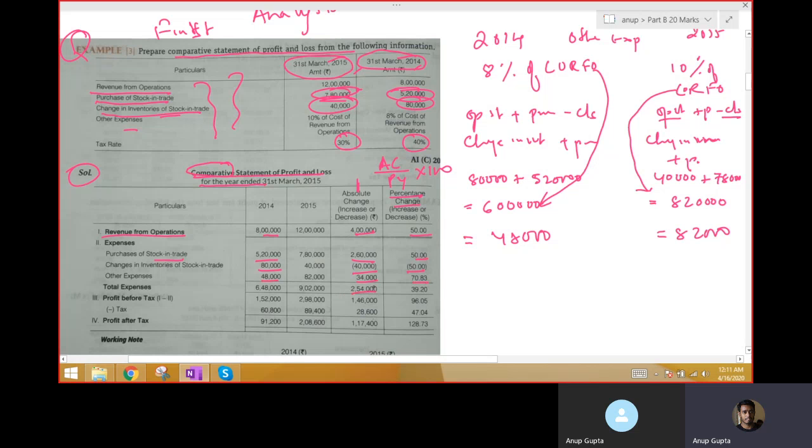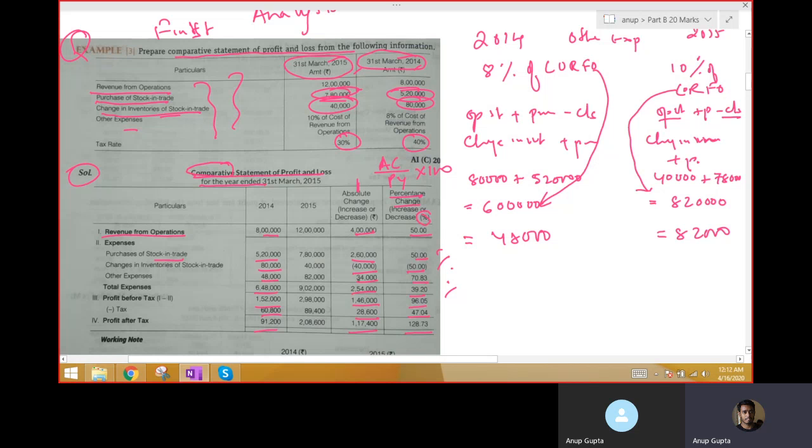2 lakh 54,000 divided by 6 lakh 48,000 is 39.2%. 1 lakh 46,000 divided by 1 lakh 52,000 is 96.05%. 28,600 divided by 60,800 is 47.04%. And the last one, 1,17,400 divided by 91,200, is 128.73%. These are all under percentage as given here.